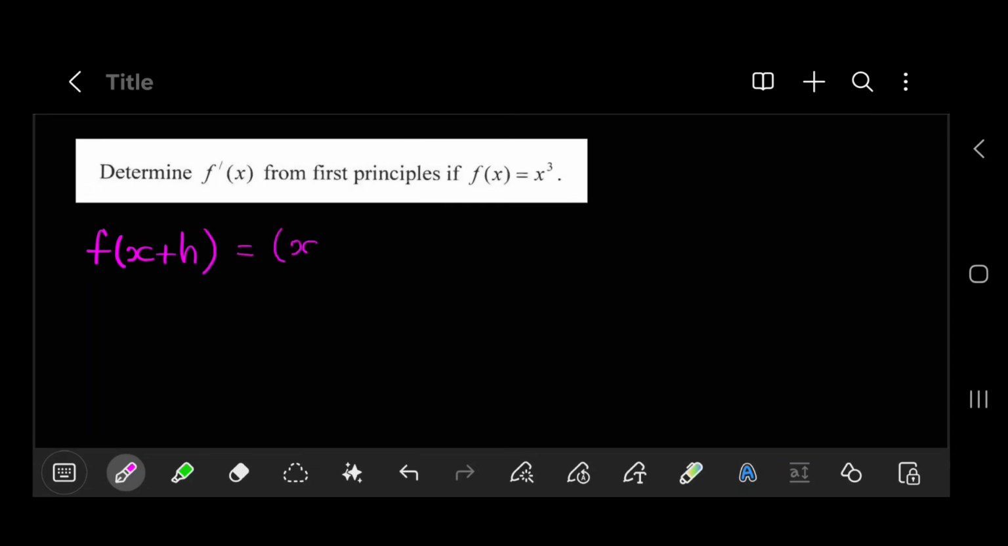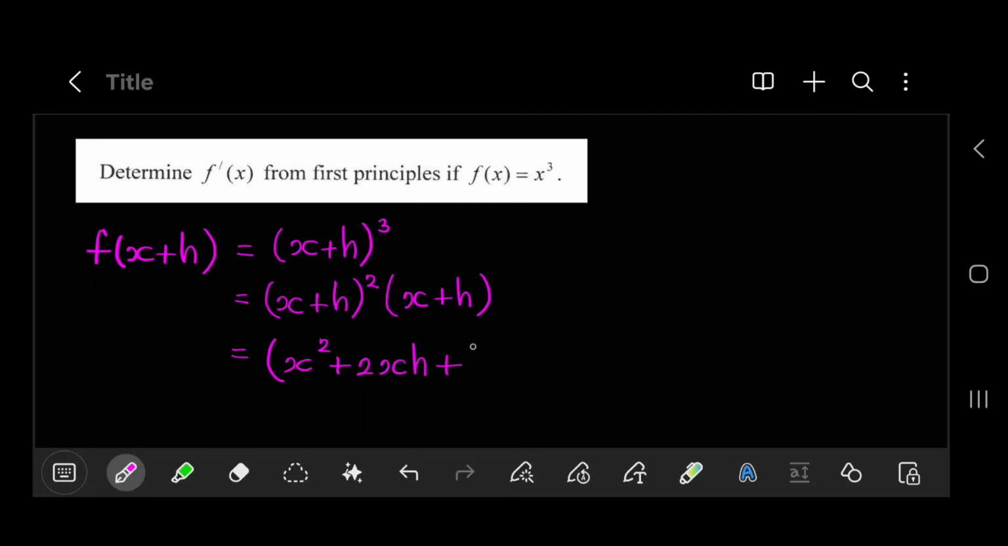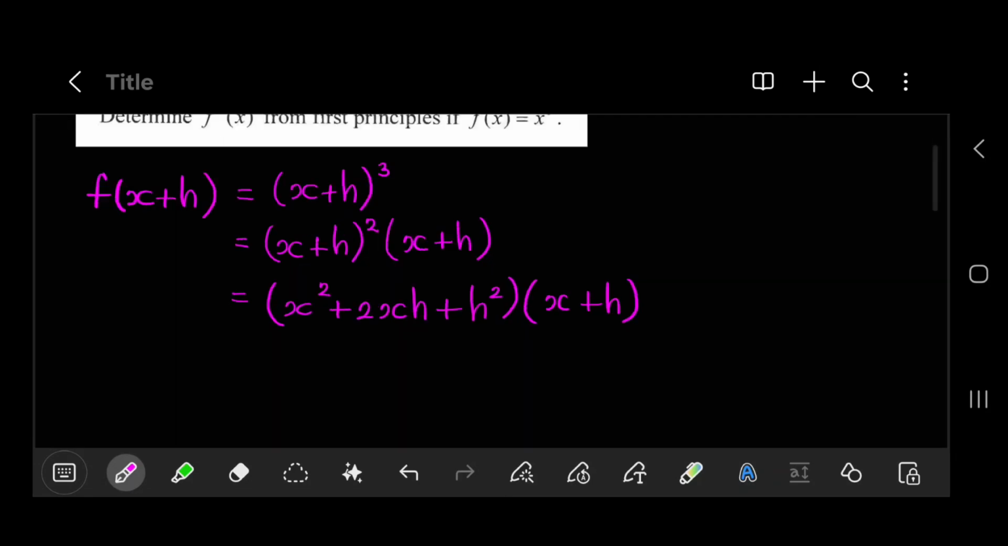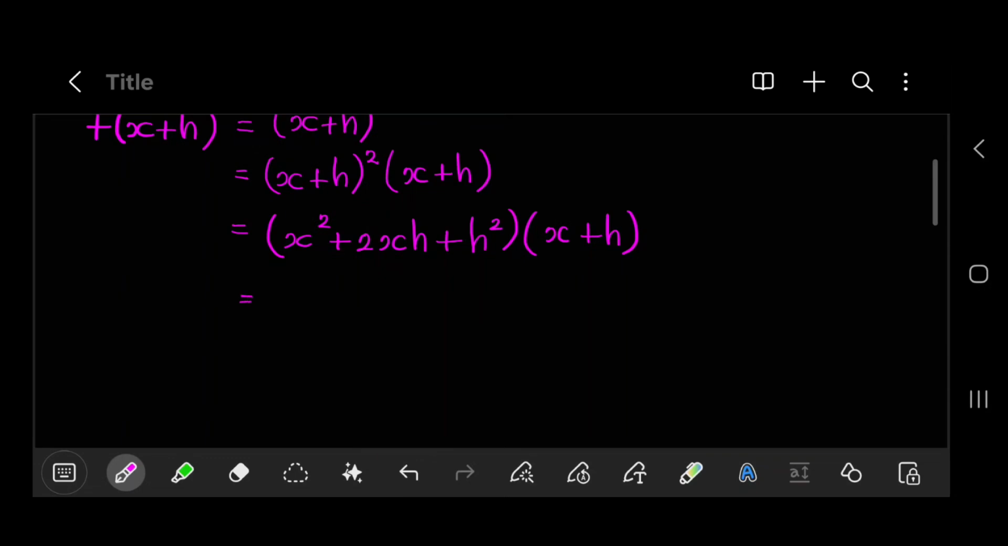This becomes x plus h all cubed. Now to break this down, to make it easier for us to work with, I'm going to split this up as x plus h all squared times x plus h. Let's now work on the x plus h all squared part. That's going to give us x squared plus 2xh plus h squared, and you're multiplying that by x plus h. So all we're doing from here is getting products.